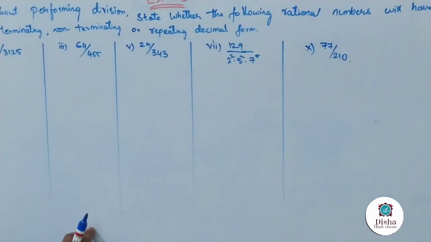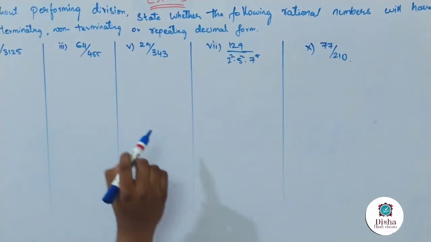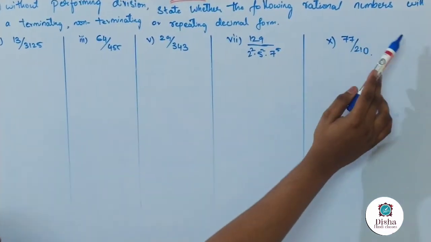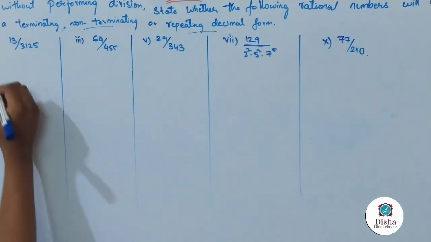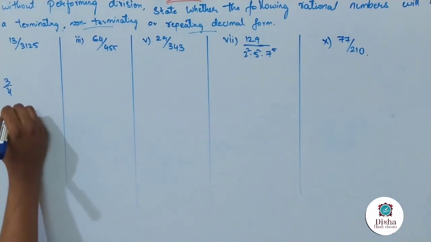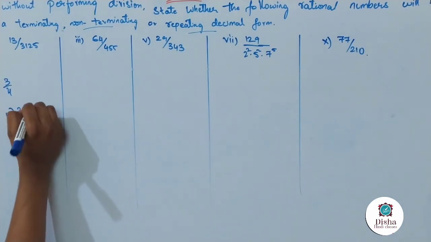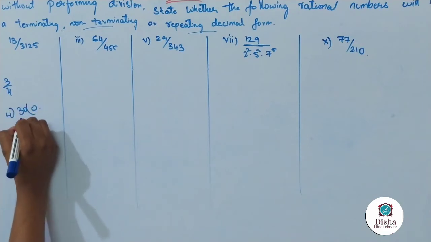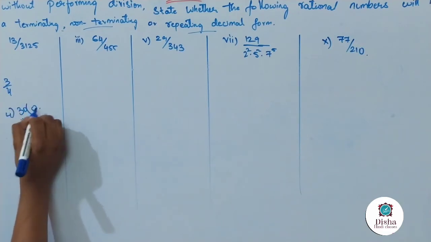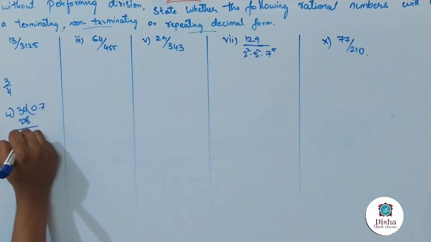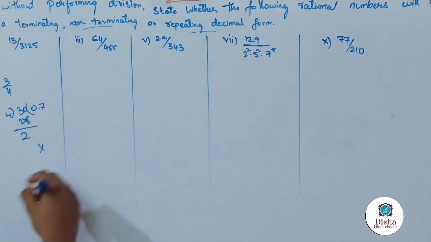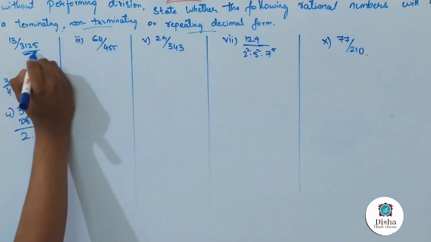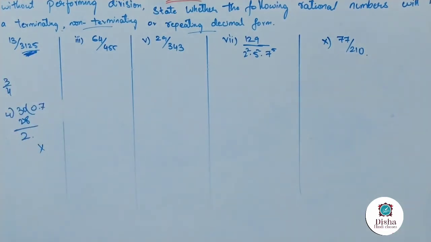Now in the second part we have been asked that without performing division, state whether the following rational numbers will have a terminating, non-terminating or repeating decimal form. In the first part, what we did, if we have 3 by 4, we divided 3 by 4, that is 0 point. We have taken 0 here. 4 7s are 28, we have got 2. Like this we have done the division here. Now we don't have to do this division. We have to just prove it by looking at the q form of the rational number. So how do you do it?